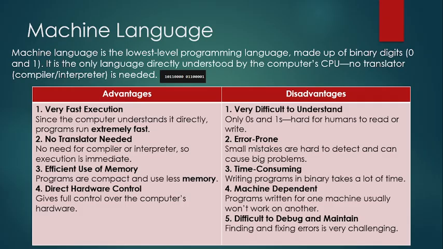So what are the disadvantages? The disadvantages are, first, very difficult for humans to understand. Only 0s and 1s, hard for humans to read or write. The second one is error prone. What is error prone? Error prone means small mistakes are hard to detect and can cause big problems. It is also time consuming. Writing programs in binary takes a lot of time. The fourth one is machine dependent. Machine language is machine dependent, because programs written for one machine usually won't work on another. And finally, difficult to debug and maintain.